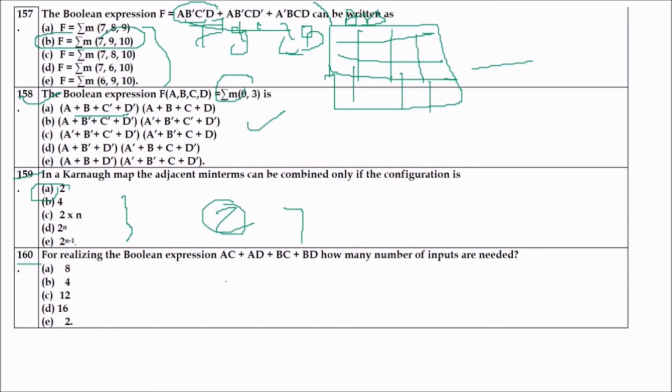Now, for realizing the Boolean expression AC plus AD plus BC plus BD, how many number of inputs are needed? For realizing this, we would need 12. Answer is 12. For realizing this Boolean expression, we would need around 12 number of inputs.